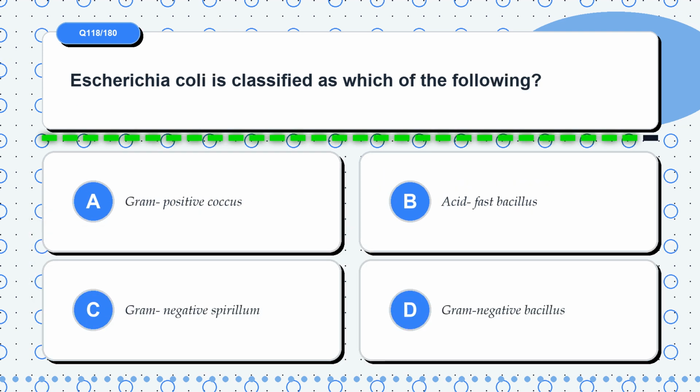Question 118. Escherichia coli is classified as which of the following? Here are the options. Option A, gram-positive coccus. Option B, acid-fast bacillus. Option C, gram-negative spirillum. Option D, gram-negative bacillus.